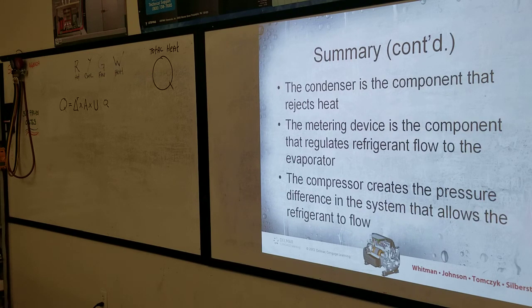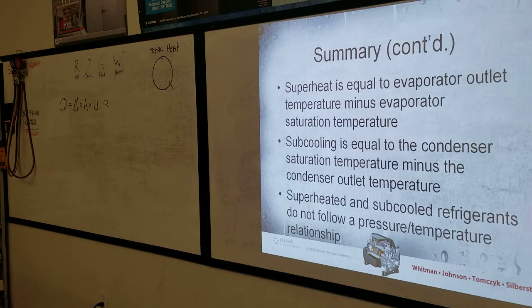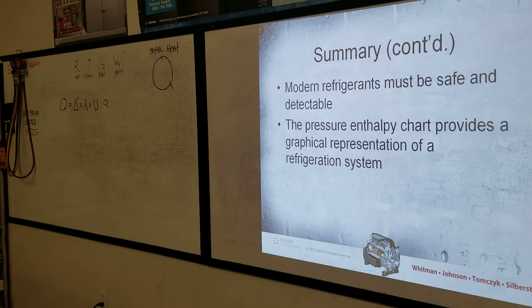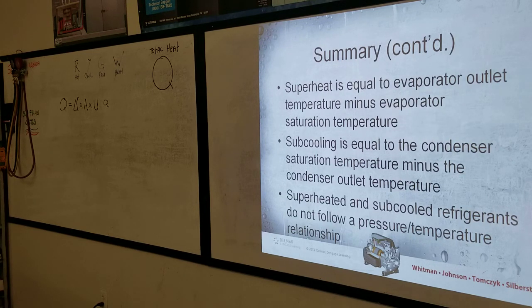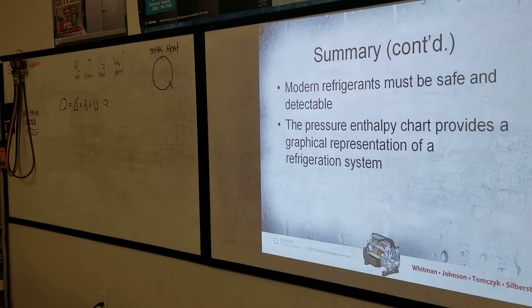The condenser is the component that rejects heat. The metering device is the component that regulates refrigerant flow to the evaporator. The compressor creates the pressure difference in the system that allows the refrigerant to flow. Superheat is equal to evaporator outlet temperature minus evaporator saturation temperature. Subcooling is equal to the condenser saturation temperature minus the condenser outlet temperature. Superheated and subcooled refrigerants do not follow a pressure-temperature relationship. Modern refrigerants must be safe and detectable.